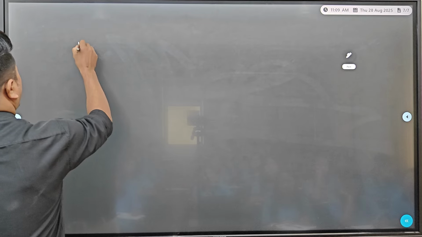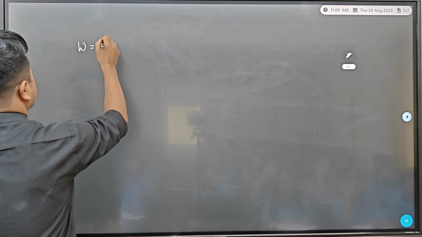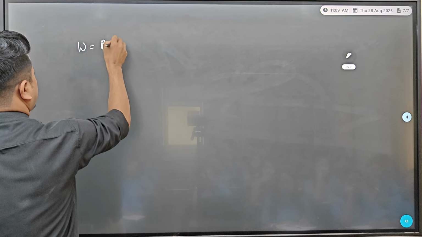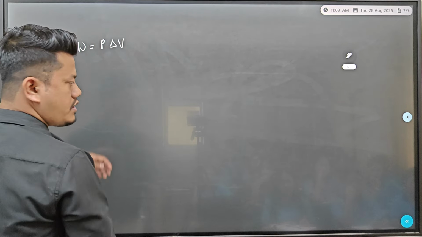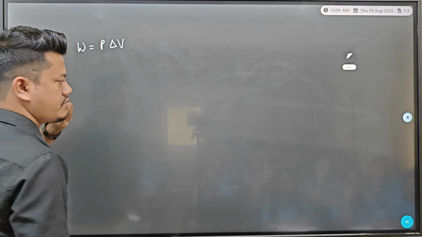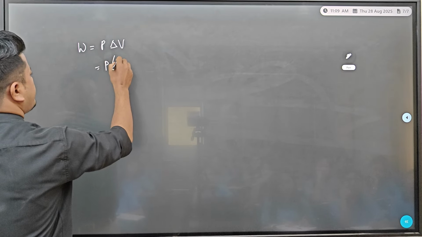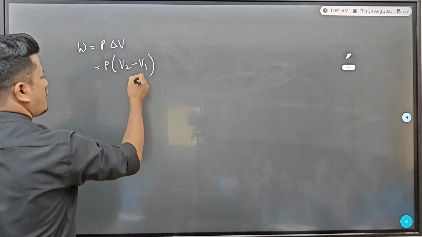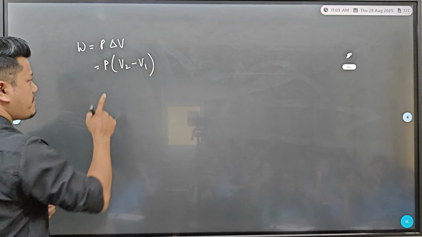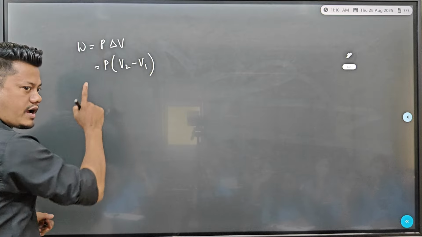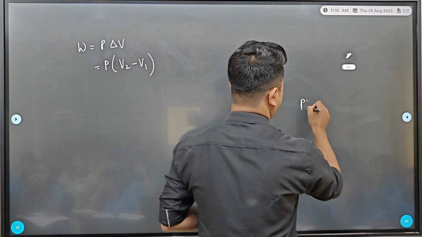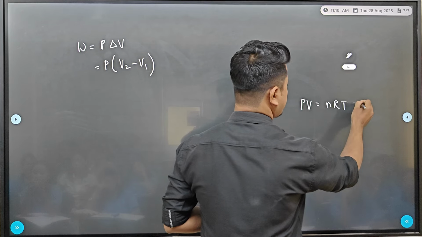See here, we know very well that work done is always given as P into del V. Yes or no? I'll be getting the total work as P into del V, where del V is the change in volume. Can I write P into del V as V2 minus V1, where V2 is the final volume and V1 is the initial volume? Here P is constant. If P remains constant, then can I use the equation of state? We know very well PV equal to nRT.